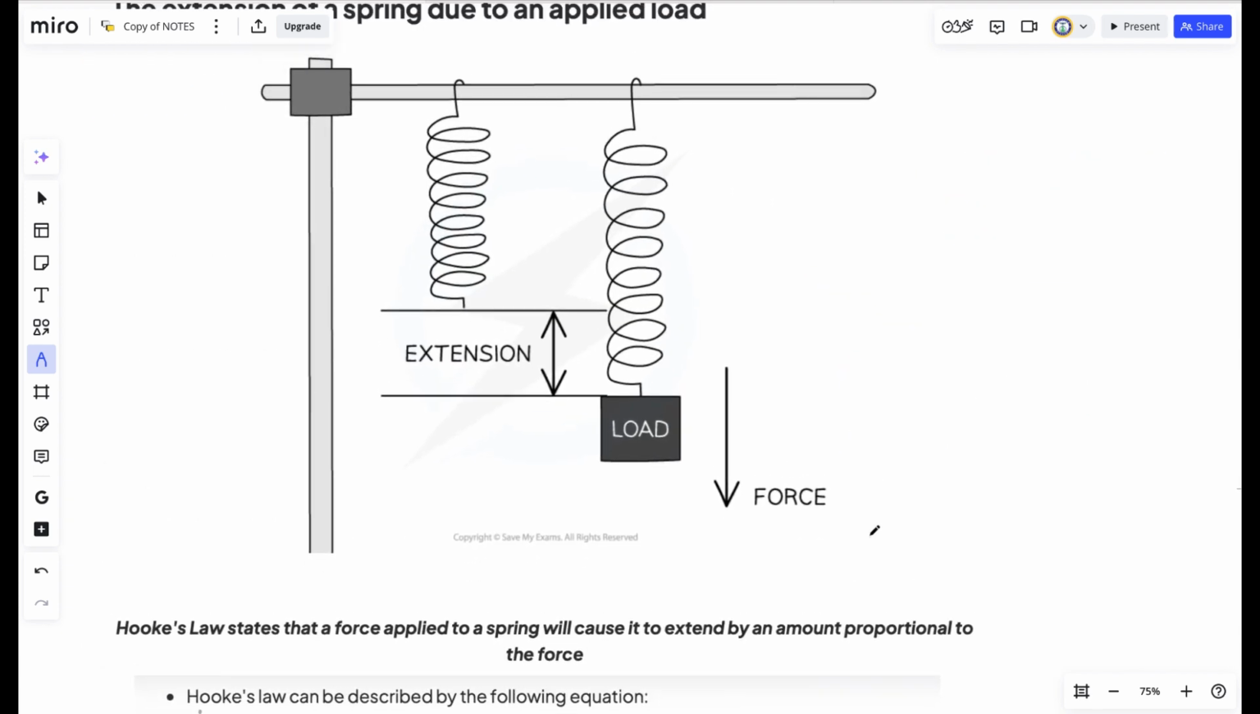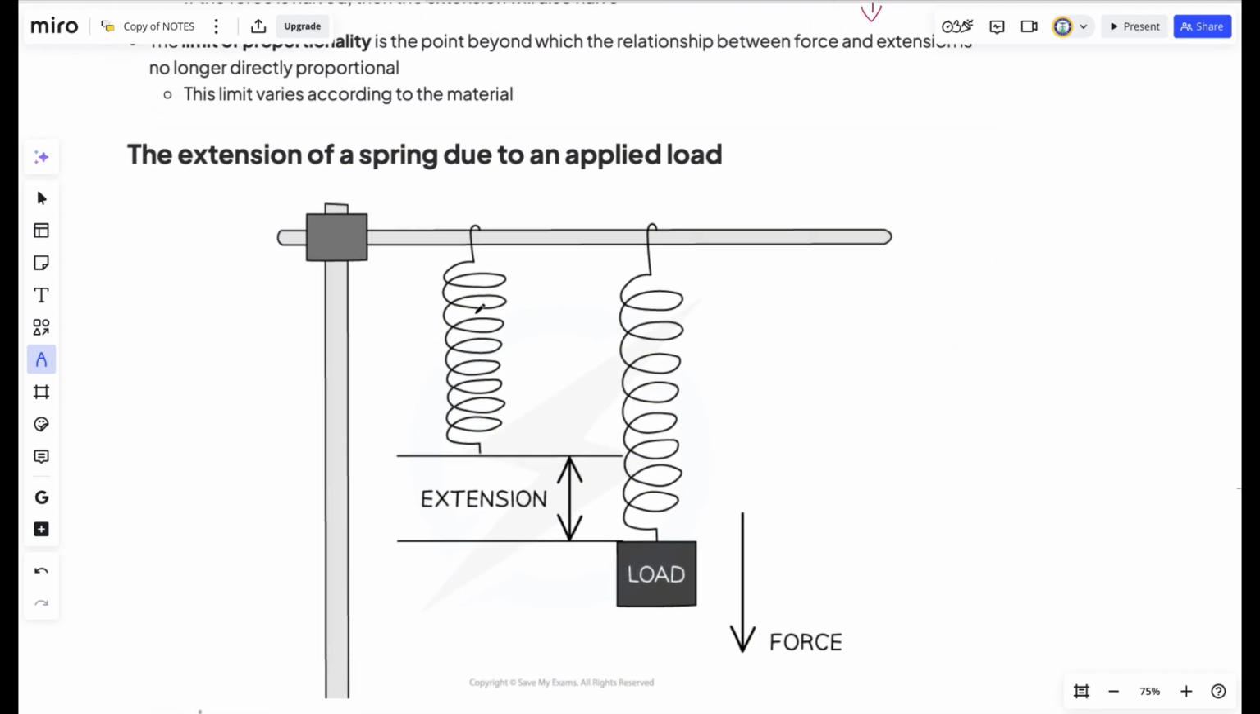For example, let's take a look at a spring. What he said is that if this is an original spring that is hung on any material, on a retort stand, you hang a spring here on this material, we can measure the original length of this object.